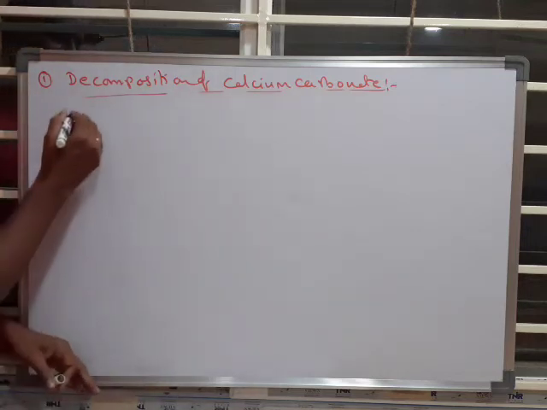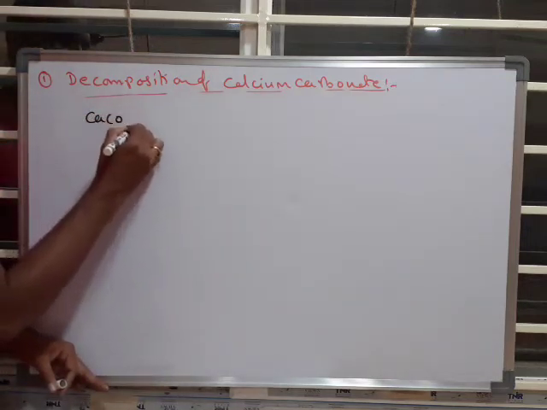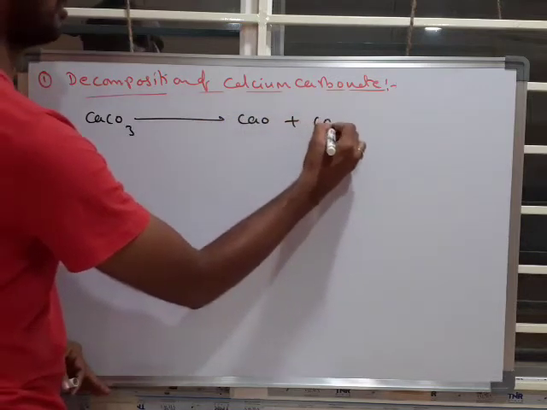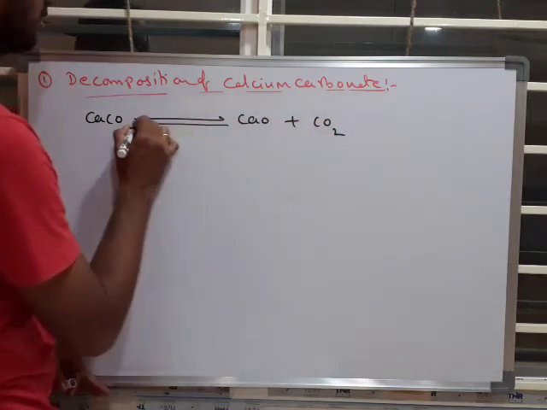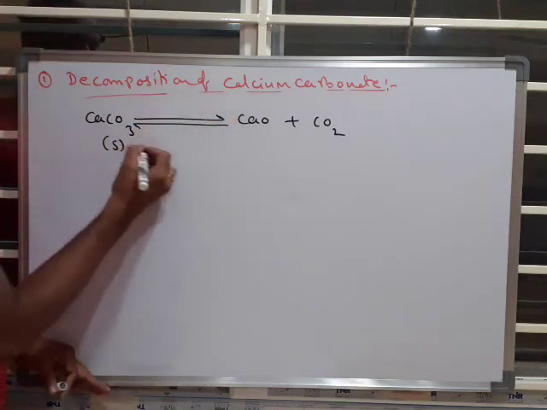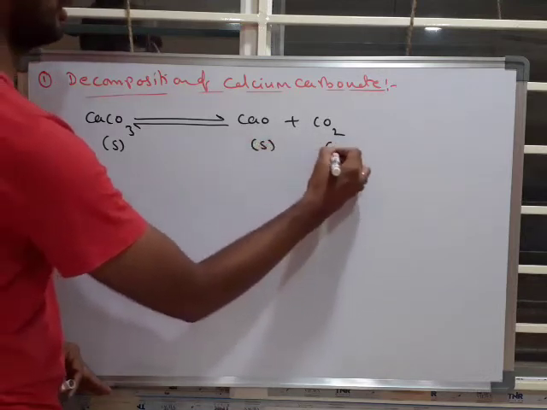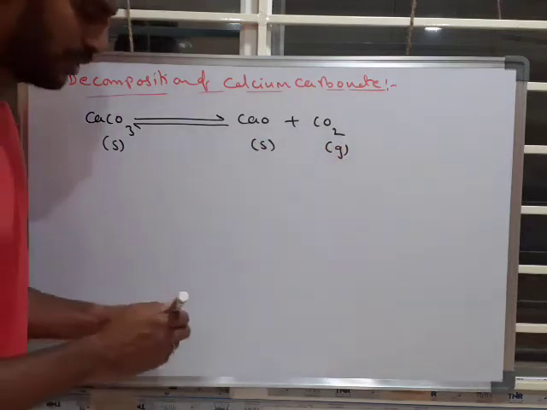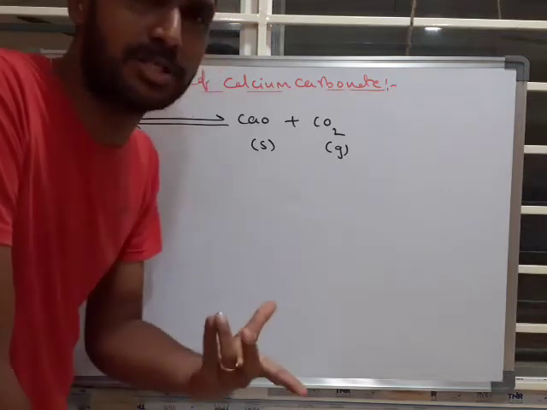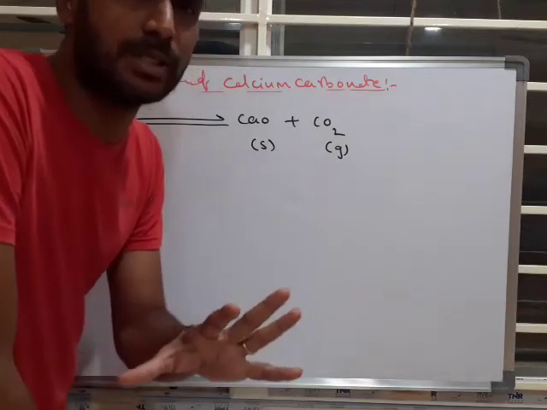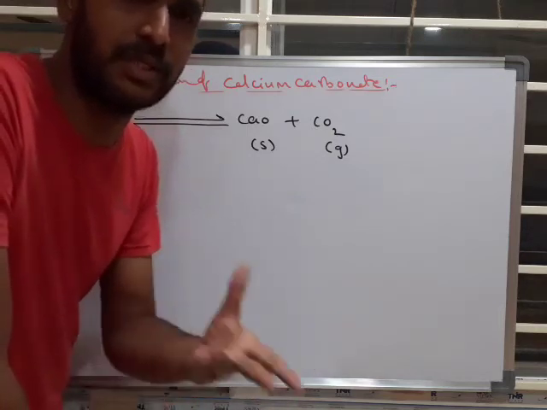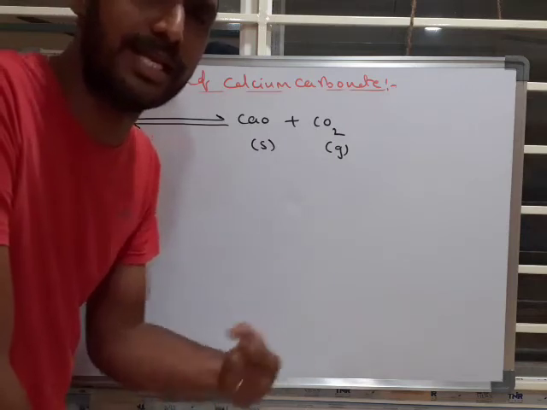So what is the reaction? We know that calcium carbonate decomposes into CaO plus CO2. It is a reversible reaction and equilibrium takes place in it. We know the physical states: solid, solid, and a gaseous state. Because the product is gaseous, compulsorily this reversible reaction takes place only in closed vessels. Only then is there formation of reversibility and equilibrium.